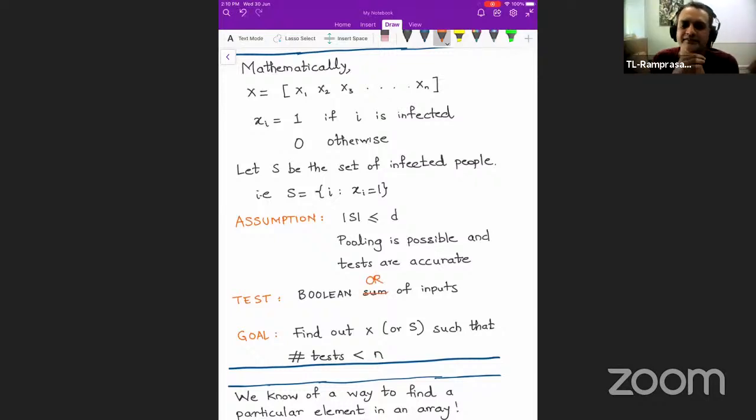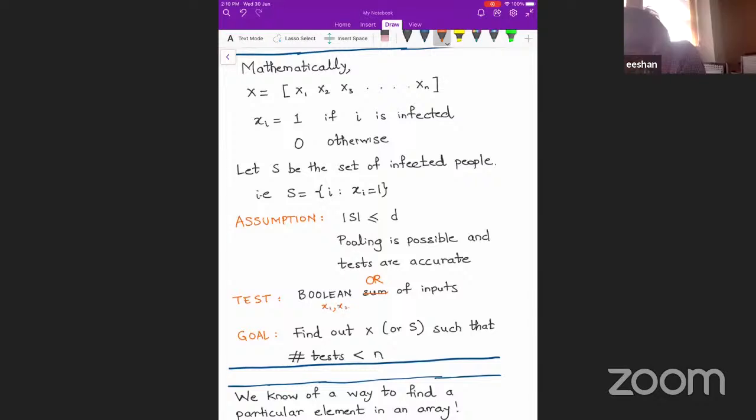So for example, if I feed X1, X2, X3, what I'll get is just the OR of Xi for i equal to 1, 2, 3. The goal is simple: we just want to recover X, or basically the infected set S, such that the number of tests should be less than n. You can obviously do it with n. Can we do it with less than n is the question here.